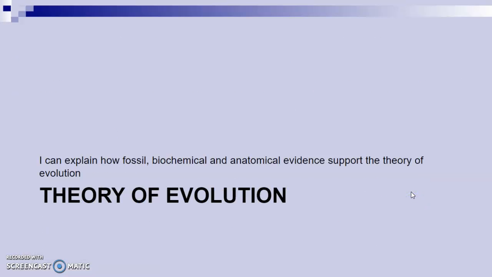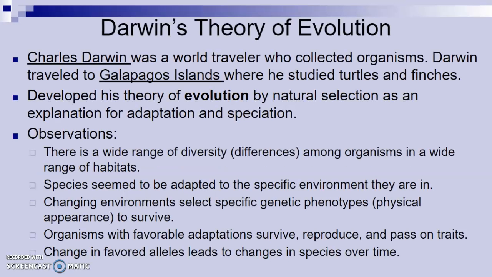So let's talk about Darwin's theory of evolution. Charles Darwin was a world traveler who collected organisms. He traveled to the Galapagos Islands where he studied turtles and finches. He developed his theory of evolution by natural selection as an explanation for adaptation and speciation.